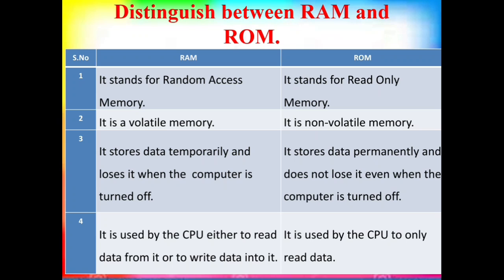RAM is used by the CPU either to read data from it or to write data into it. That means you can modify the data. If you want to add, delete or alter anything, that is possible in RAM. But ROM is used by the CPU only to read the data. So here you can only read the data. Here we cannot modify or alter any data. So these are the differences between RAM and ROM.